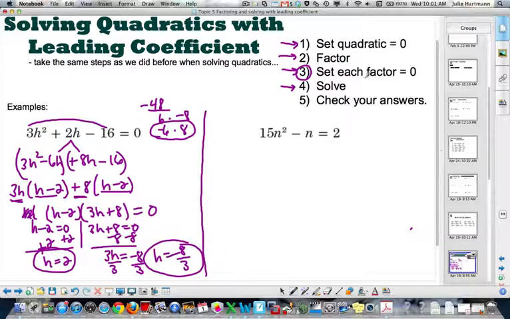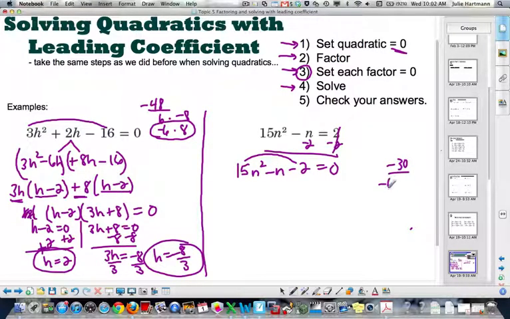Next problem, right here. First step, set equal to 0. It's not equal to 0 here, so I subtract the 2. So I have 15n squared minus n minus 2 equals 0. Now I factor. I have a leading coefficient, nothing can be factored out. So 15 times negative 2 is negative 30. What multiplies to negative 30 that adds to give me negative 1? It's either negative 6 and 5 or negative 5 and 6. I have to add to negative 1, so negative 6 and 5. So negative 6n plus 5n, with the minus 2 and the 15n squared.